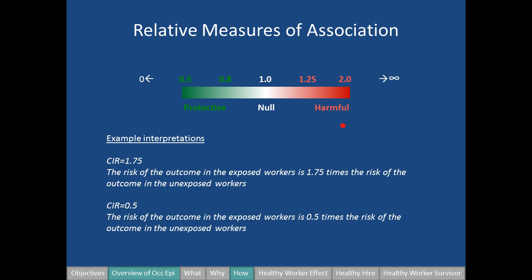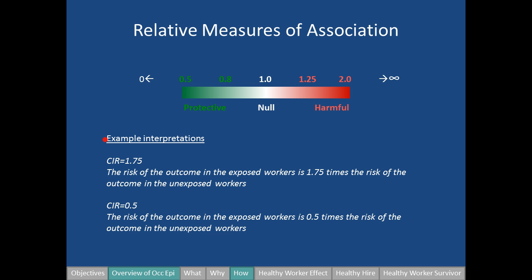So these measures of association indicate both the direction, protective or harmful, but also the magnitude of the association, the strength of the association. So the higher the number, the more harmful it is. The lower the number, the more protective.